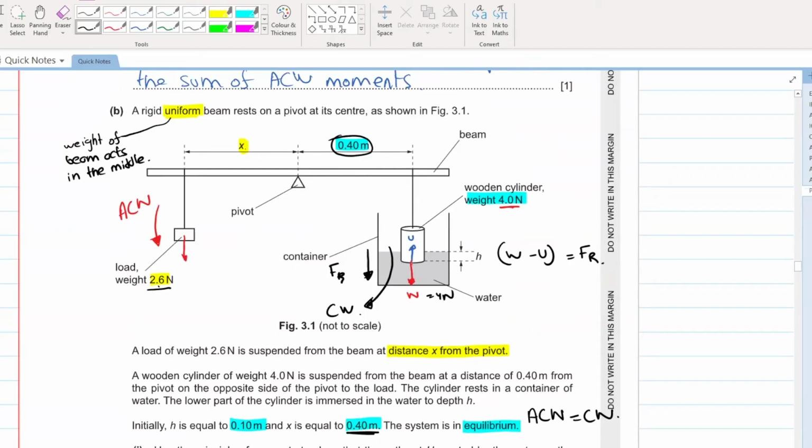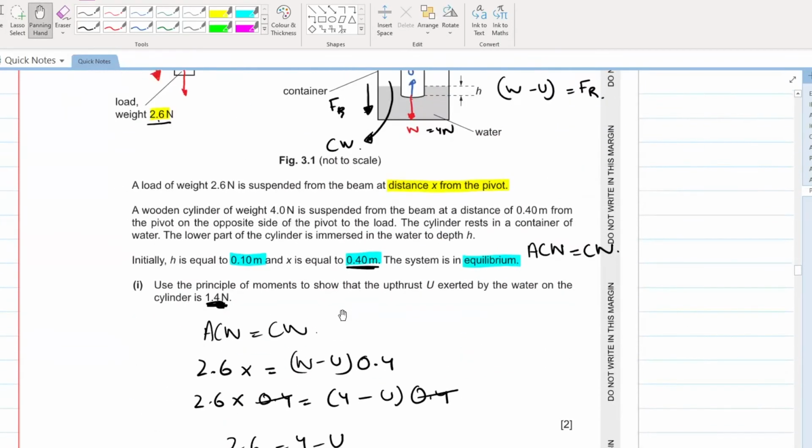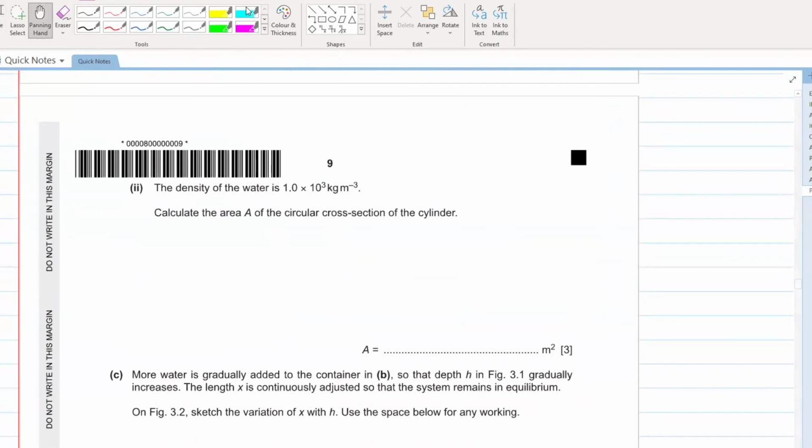Let's further continue with our question. Now, the density of water is this. Perfect. So the density of water is given. Calculate the cross-sectional area of the cylinder. Very easy. You are given the density of water. Now you have to calculate the cross-sectional area of the cylinder.